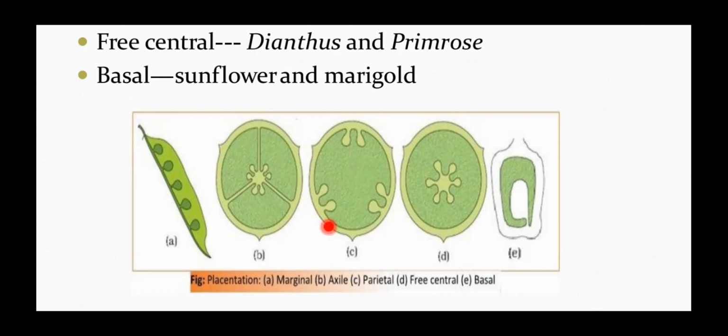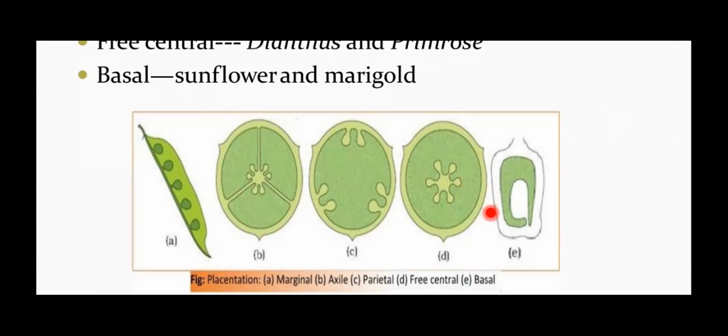The next type you can see is free central, wherein the ovules are borne on the central axis. You can see clearly in the diagram, ovules borne on the central axis, and septa are absent. Example, as I have already said, primrose, etc. And the last one is the basal type of placentation, wherein the placenta develops at the base of the ovary and a single ovule is attached to it. So these are the different types of placentation.